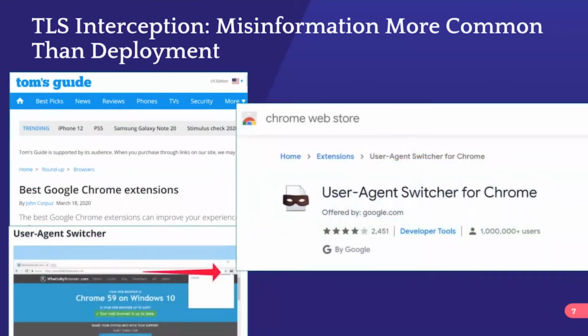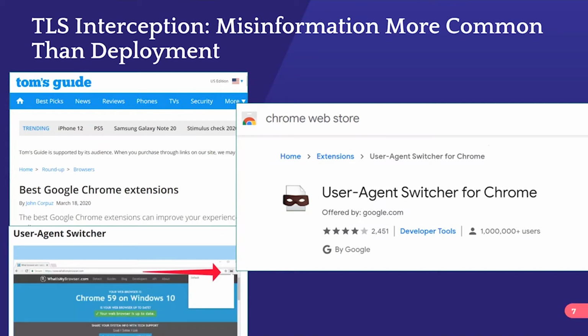Not the least of which is this: if you just do a Google search right now for best Google Chrome extensions, you'll come up with all kinds of blogs, many of which list in their top 10 things like User-Agent Switcher, which is published by Google, has over 1 million users, and has over 2,000 high-rated reviews, which for a Chrome extension are very big numbers.